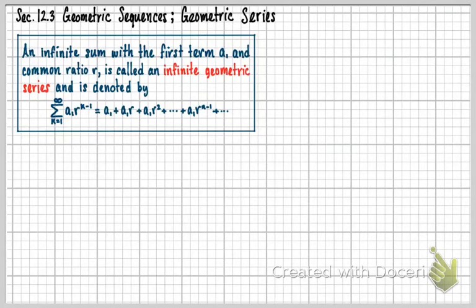Now let's talk about an infinite geometric series. The definition here says, an infinite sum with the first term a1 and a common ratio r is called an infinite series and is denoted by this sum here.